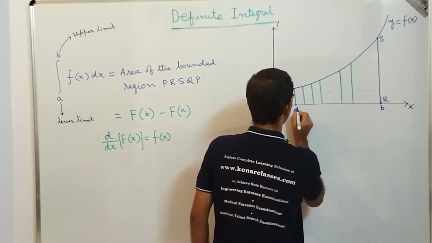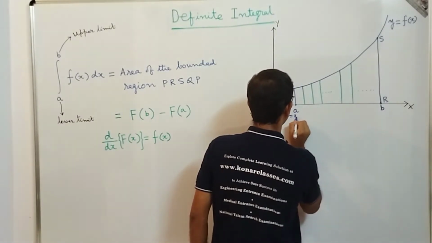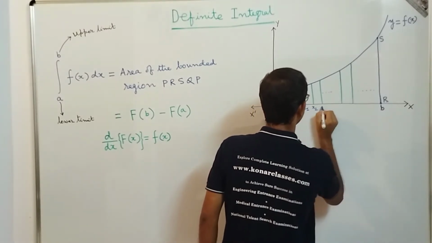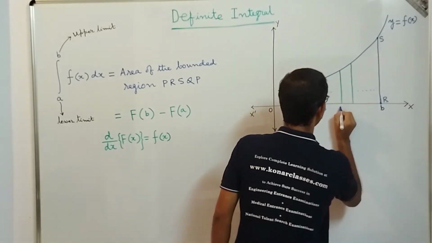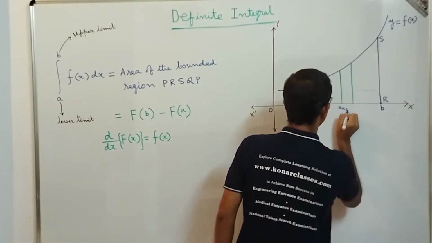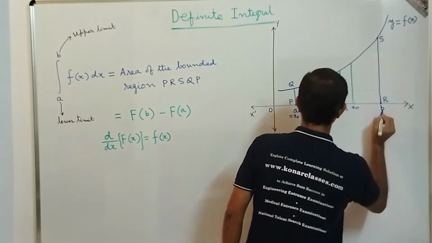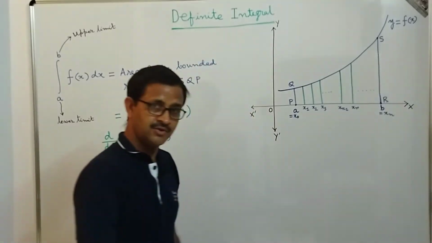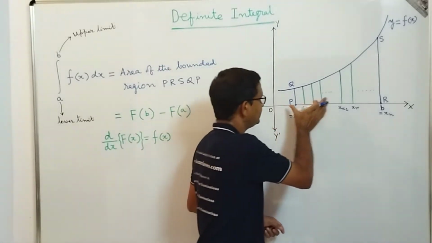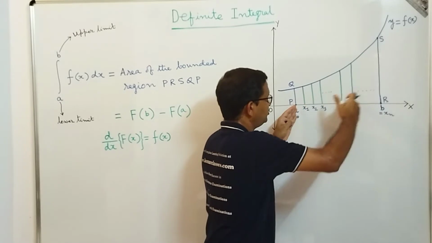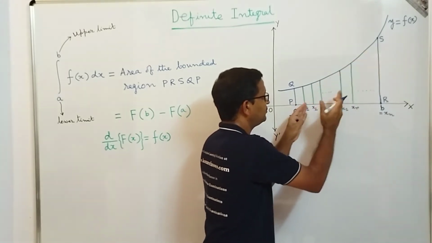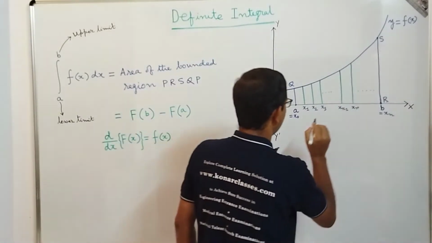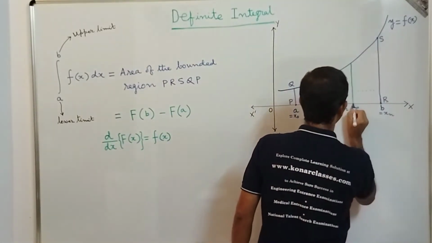Suppose this point A we define as x0, then it is x1, then x2, then x3. In that way we get x(r-1), then xr, and finally B is equal to xn. Okay, dear students, so we are dividing that entire area into subintervals. Now from these subintervals we take this particular portion.